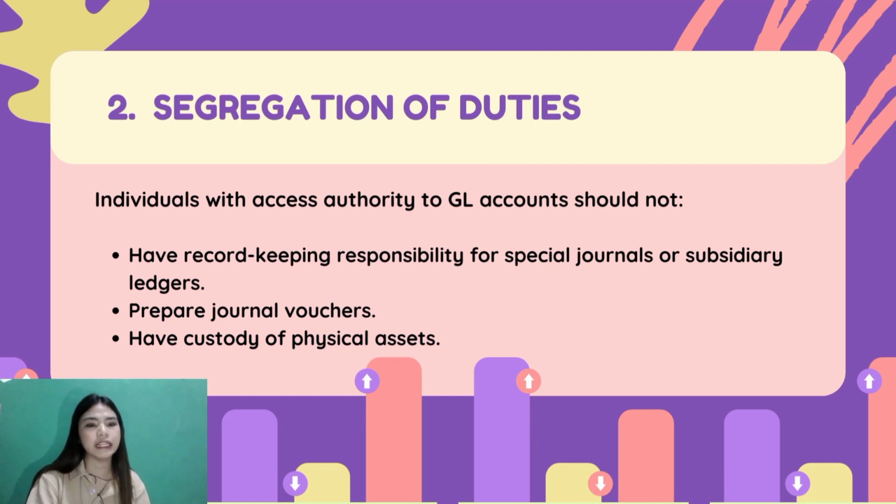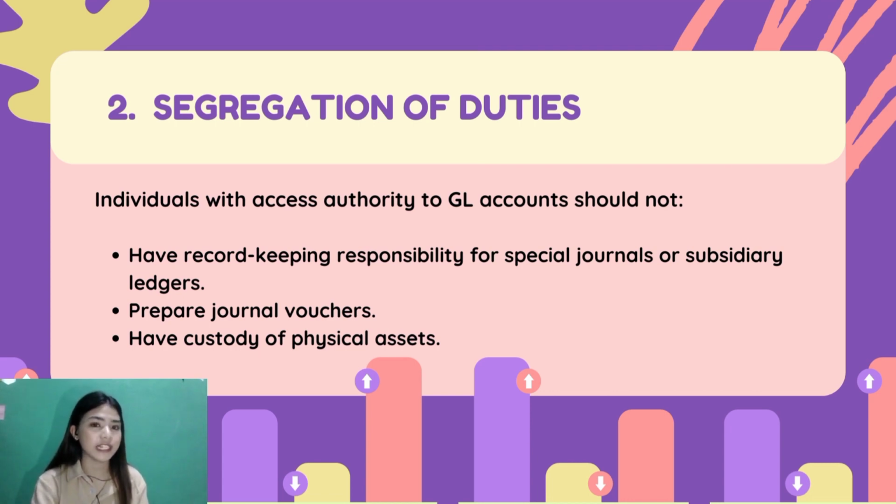So separating the preparation of journal vouchers from general ledger access helps ensure that any changes made to account balances are subject to independent review and approval. Last, having custody of physical assets.